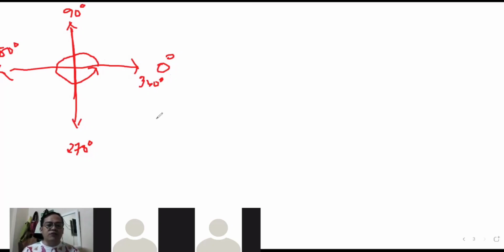So the value of each direction: your east could be read as 0 degrees, or 360 degrees. Your north is 90 degrees, your west is 180 degrees, and your south is 270 degrees. Okay. Are you following?